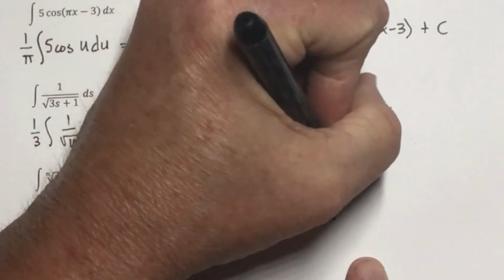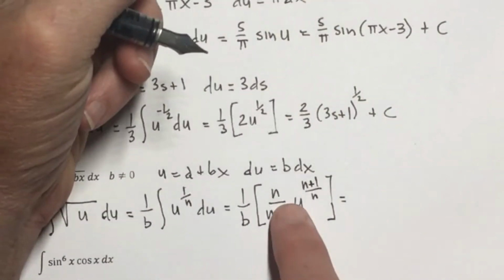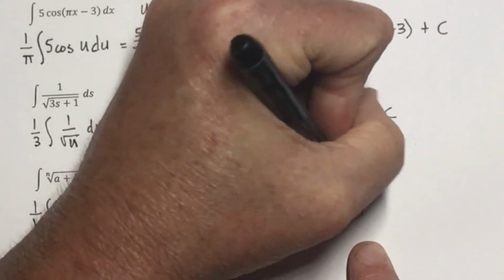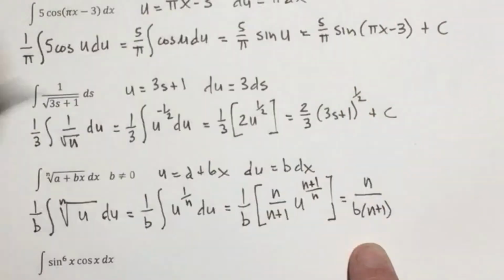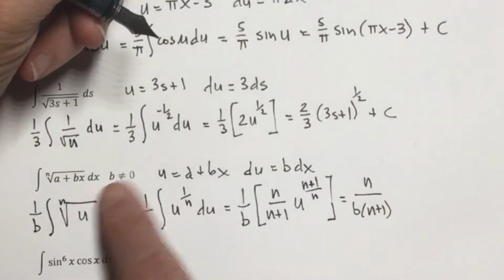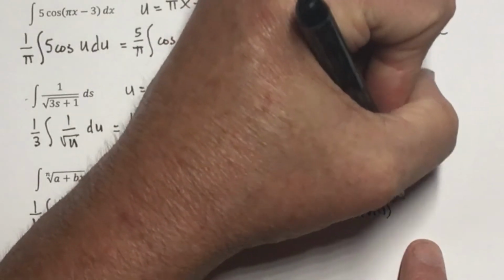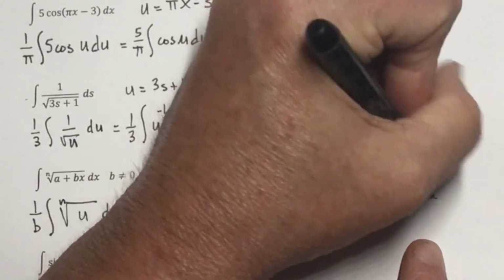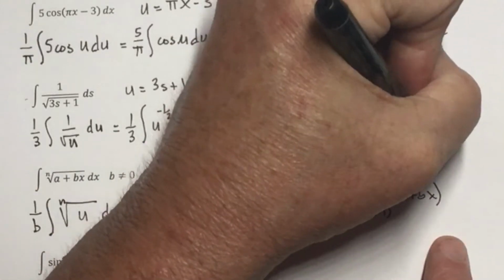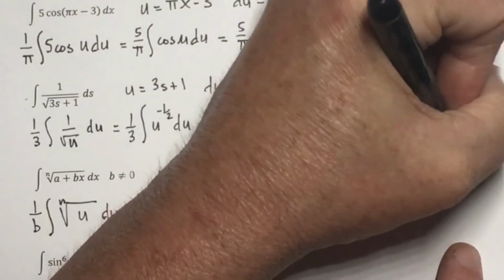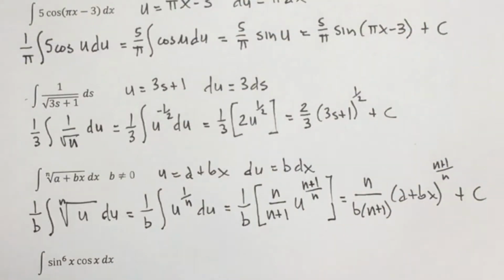So my final answer will be written as, I'm going to bring this out, so that'll be n over b times n plus 1. My u, you will recall, is a plus bx. So a plus bx to the n plus 1 over n. And again, lastly, plus c. Don't forget that plus c. Okay, excellent.